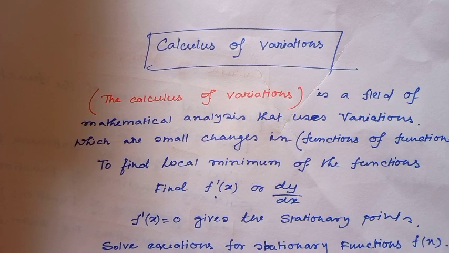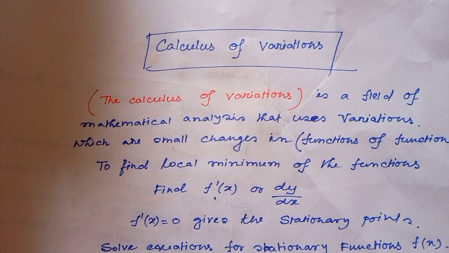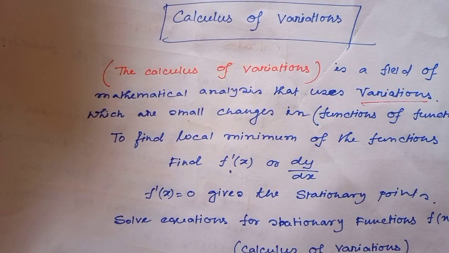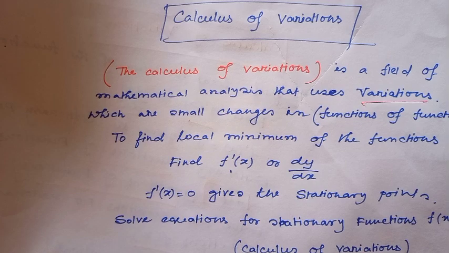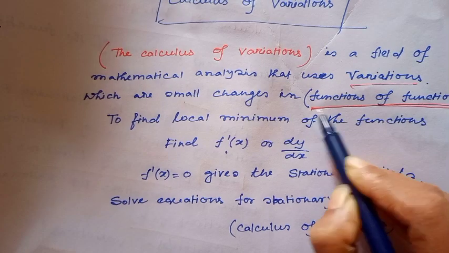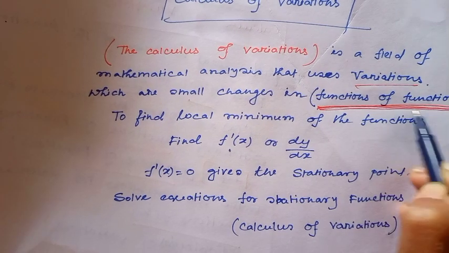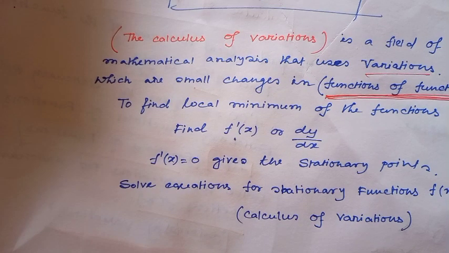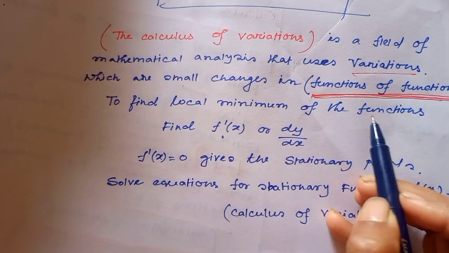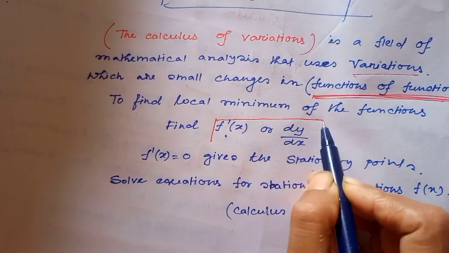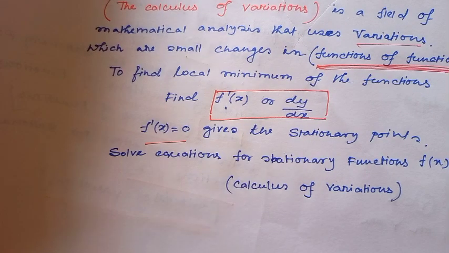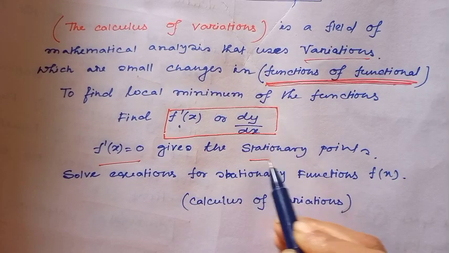The calculus of variations is a field of mathematical analysis that uses variations, which are actually small changes in functions of functionals. To find the local minimum of a function, we all know to find f prime x or dy dx, and f prime x equal to 0. This always gives the stationary points.